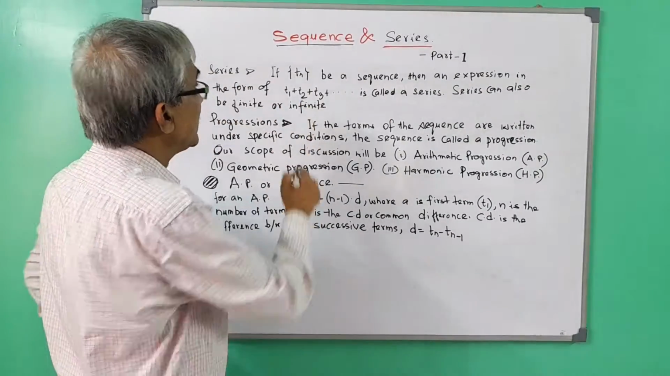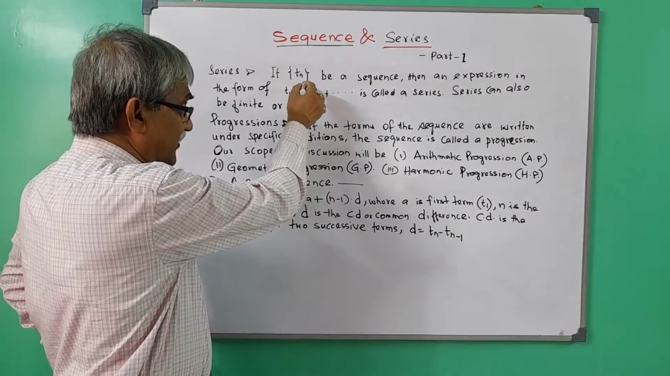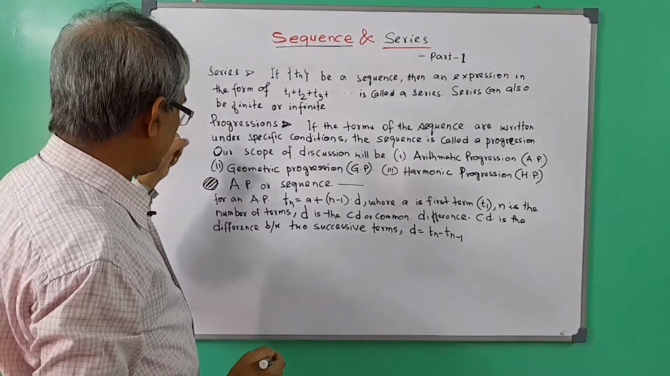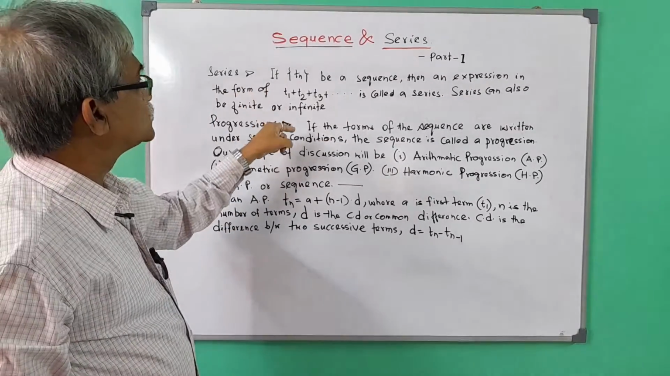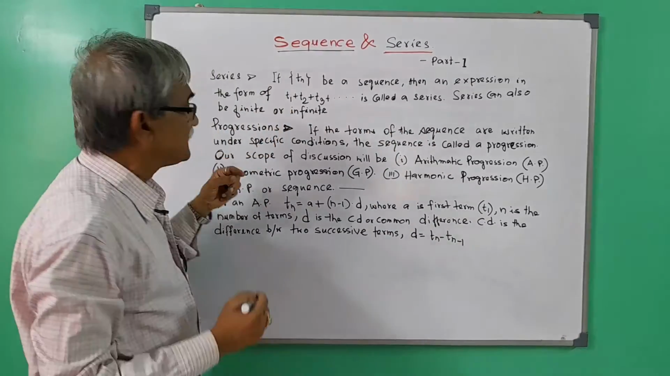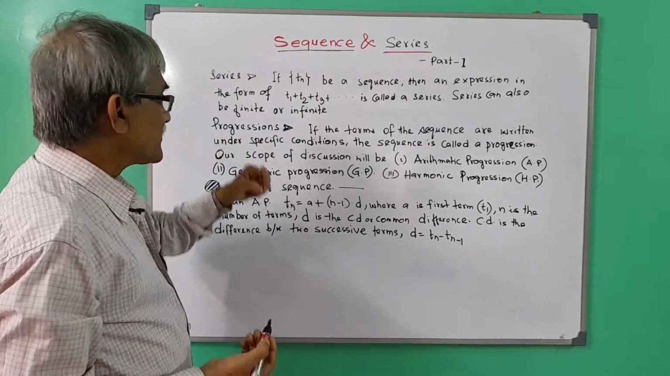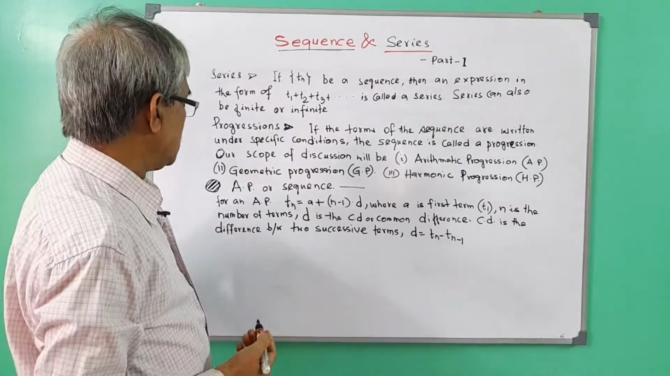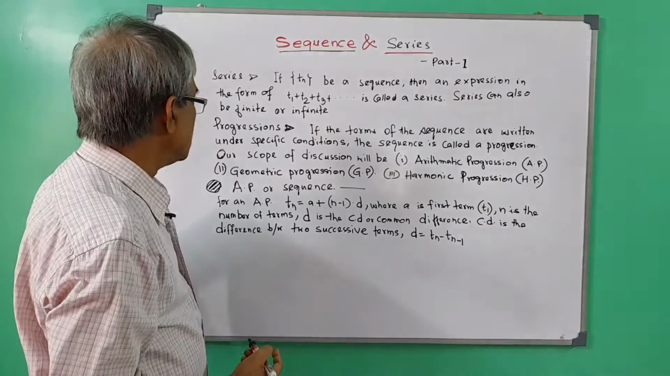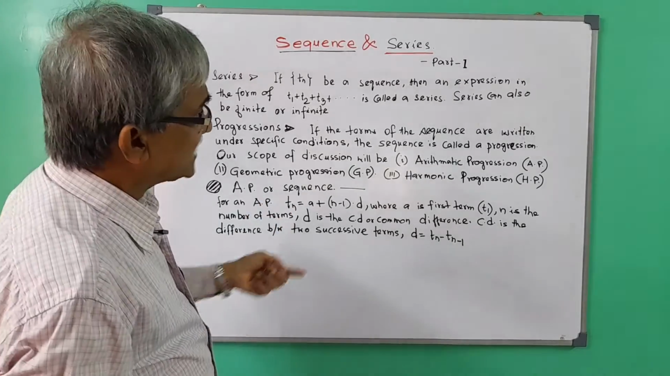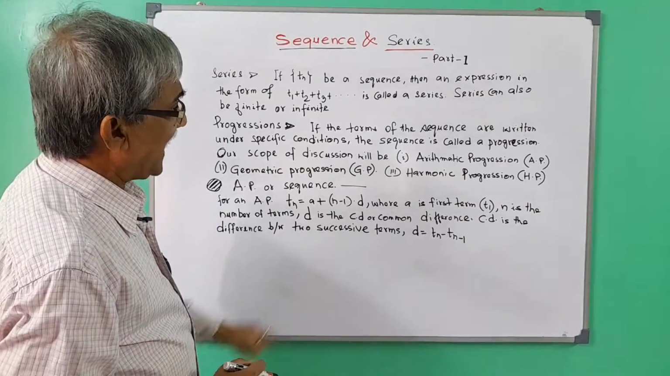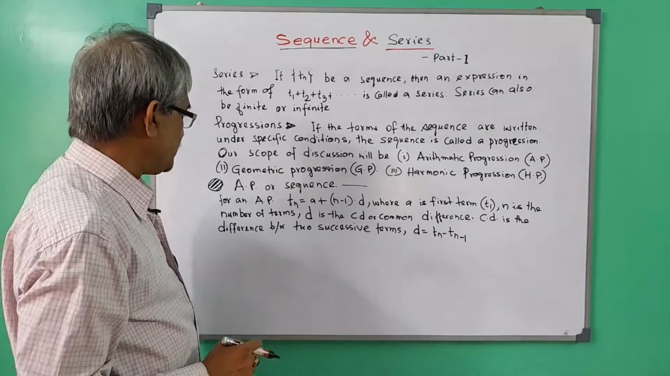Now series. If we write in this fashion, within the curved bracket, Tn be a sequence, then an expression in the form of T1 plus T2 plus T3 plus dot dot dot is called a series. Series can also be finite or infinite. Now progressions. If the terms of the sequence are written under specific conditions, the sequence is called a progression. Now, our scope of discussion will be arithmetic progression, or AP, geometric progression, or GP, and harmonic progression, or HP.